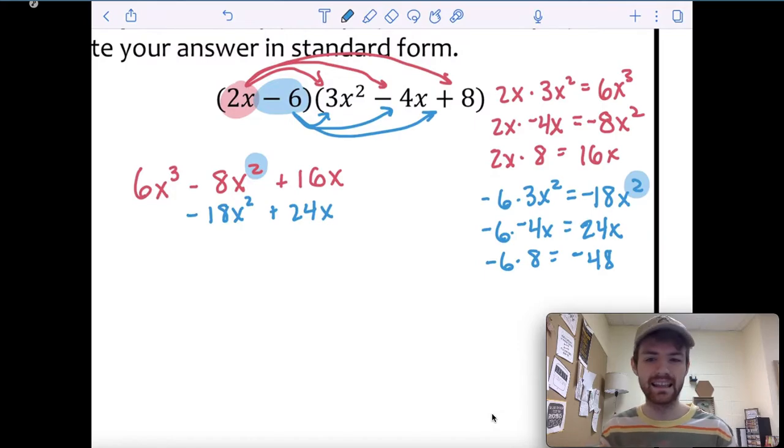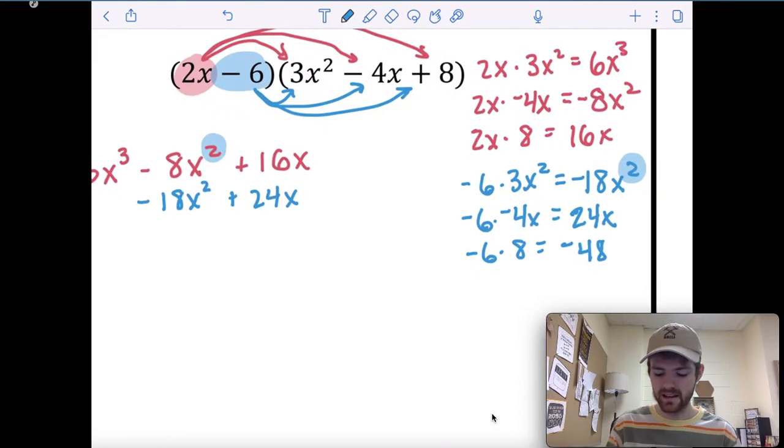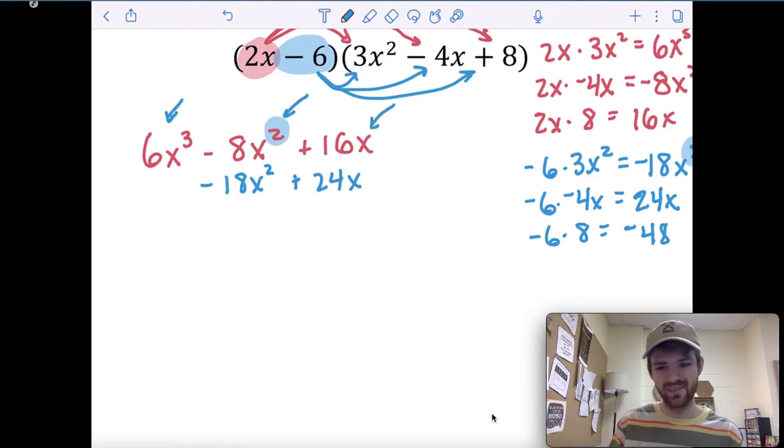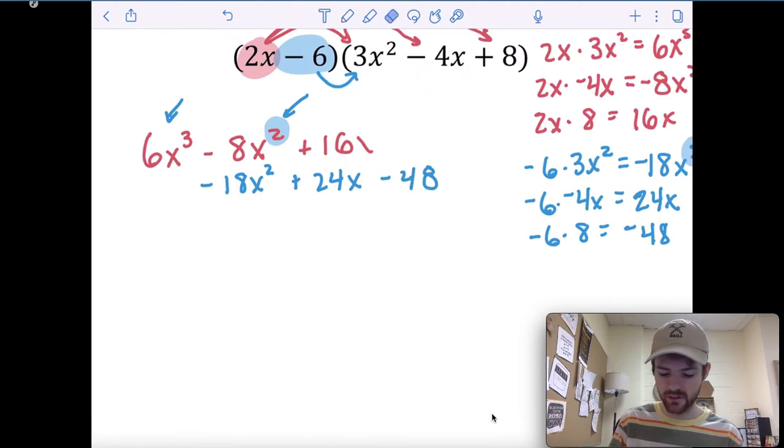Where would I stack this? It's just 48. It doesn't have any x next to it. So it won't stack here, it won't stack here, and it won't stack here. That just means we put it off to the side. Minus 48. Anytime we have a new x, oh my word, that eraser is huge. We'll just leave it.